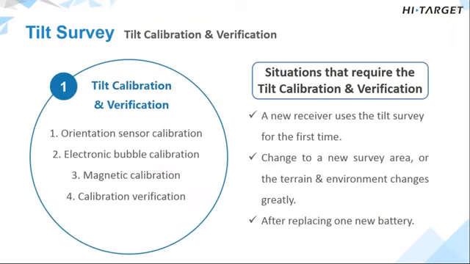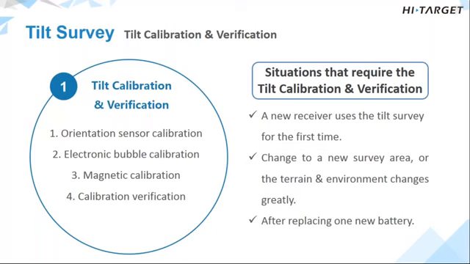So this part is all about the tilt calibration and verification, and it includes 4 parts. The first one, orientation sensor. The second one, electronic bubble. Third one, magnetic calibration. And then the verification.